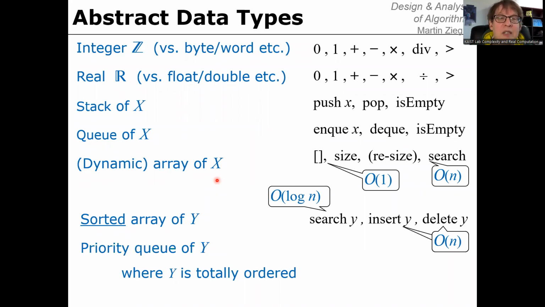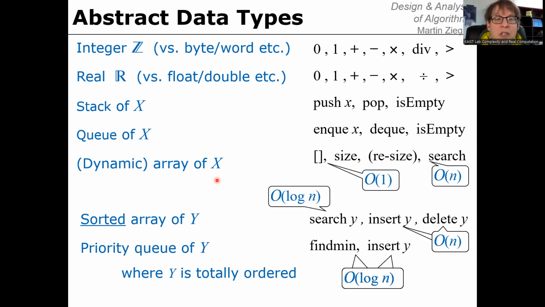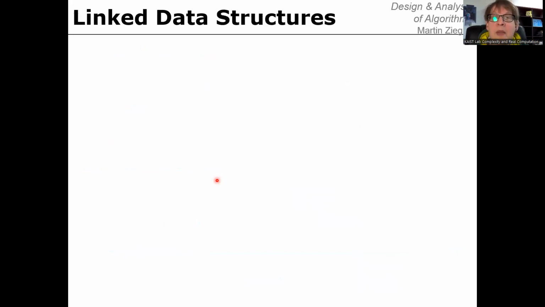Then we'll move on to more advanced data structures, such as a priority queue. A priority queue supports find min element and insert an element. And we're going to discuss how to implement these operations efficiently. Namely, the goal is to have them implemented in logarithmic running time. If we naively implement a priority queue on an array, then it will have linear cost, but using our linked data structure, we will be able to do that in logarithmic time.